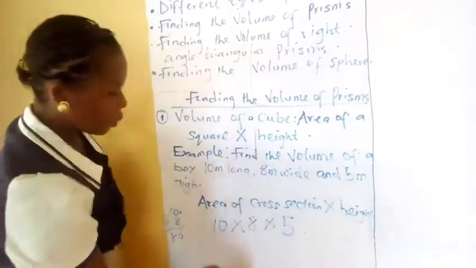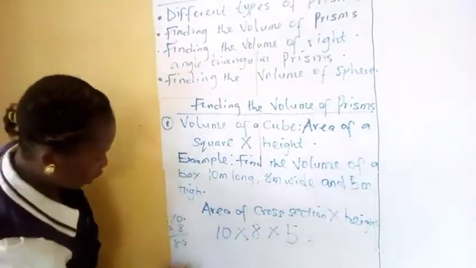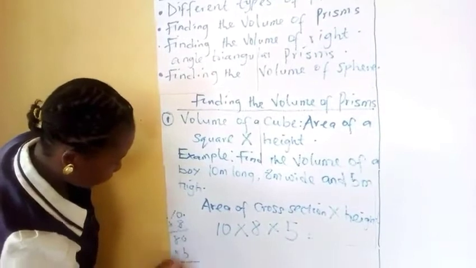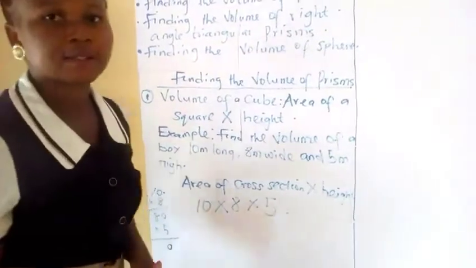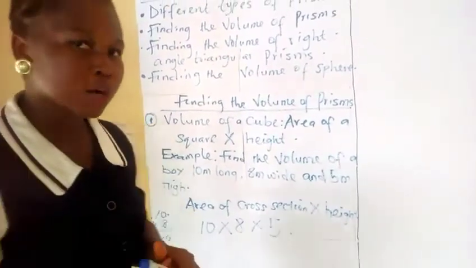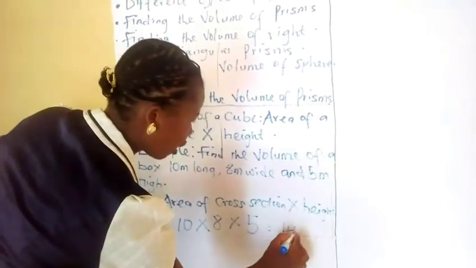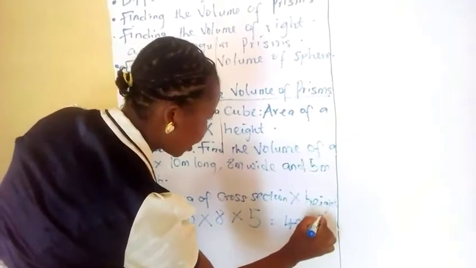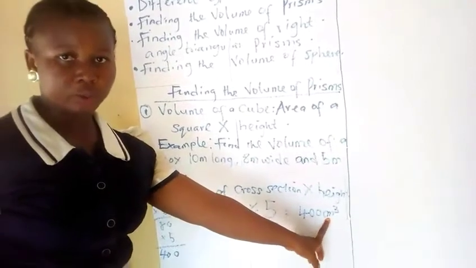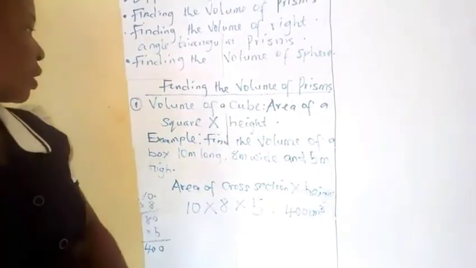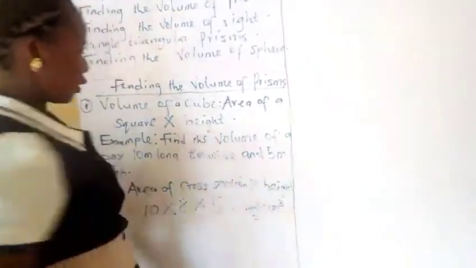Now you multiply 80 times 5. Let me also show you the working. 5 times 0 is 0. 5 times 8 is 40. So we have 40 here. Now the answer is 400 centimeter cube. Did I forget to tell you that the unit of volume is centimeter cube? So always remember that. The unit of volume is centimeter cube. So that is our answer. I hope you understood this one.